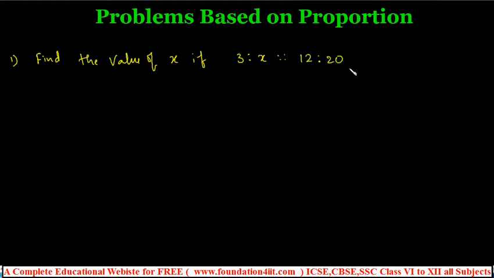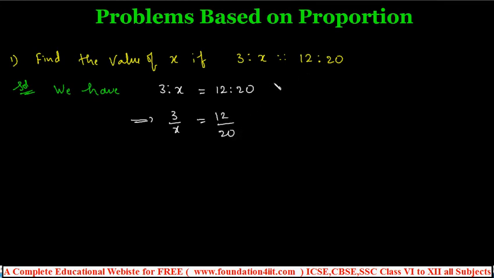In the previous class, in the previous video, I explained this, and we will continue using this same property. If A, B, C, D are in proportion, we know that A is to B is equal to C is to D. So here, 3 is to x is equal to 12 is to 20. That means 3 divided by x is equal to 12 divided by 20, because they are in proportion.